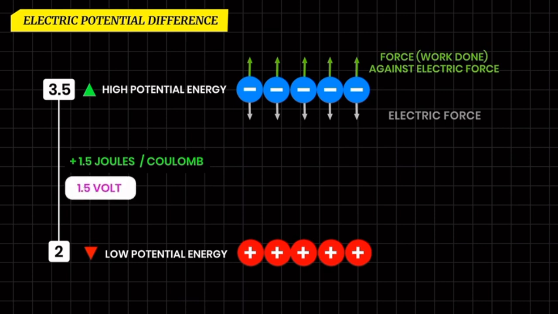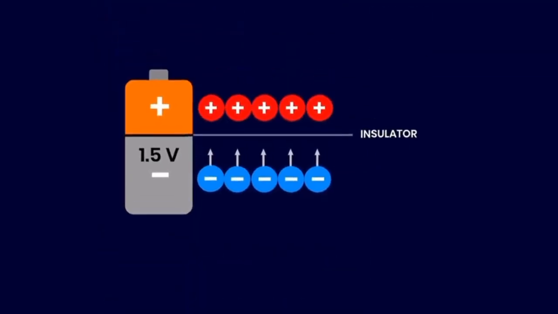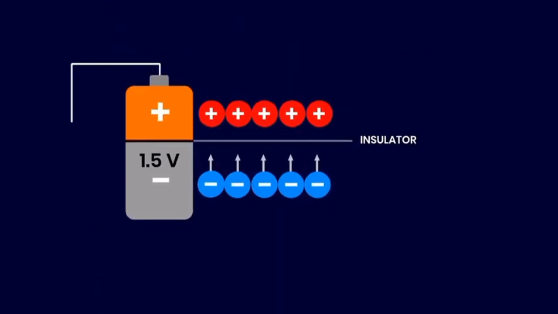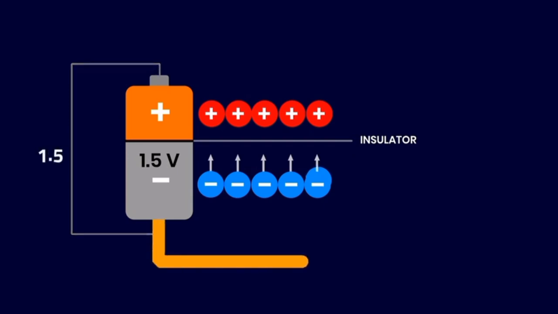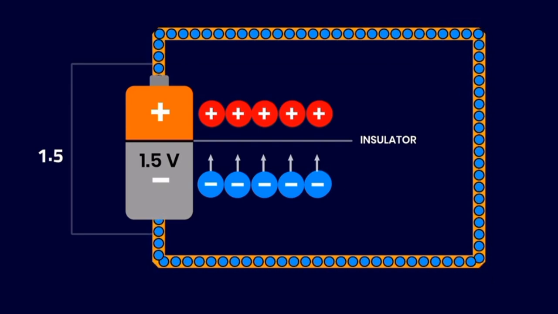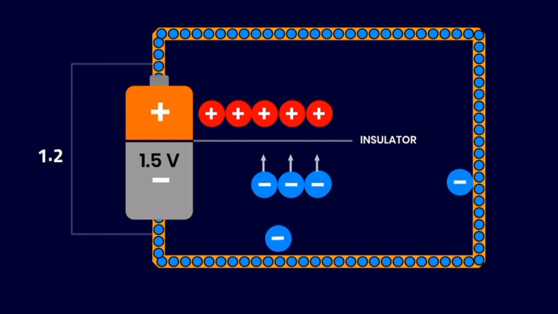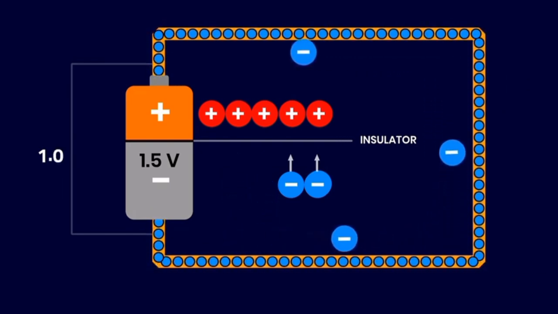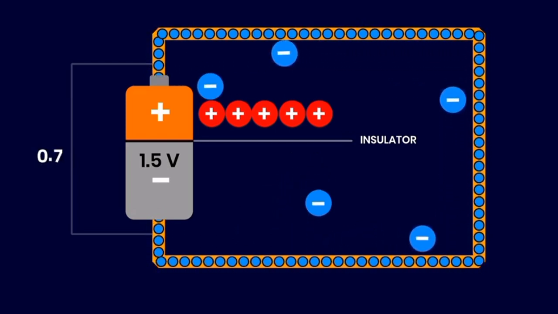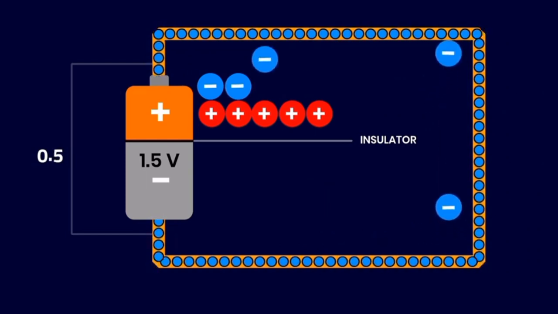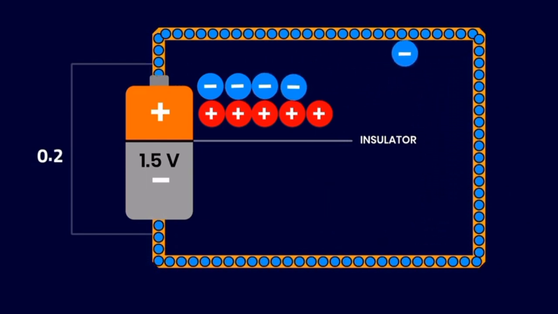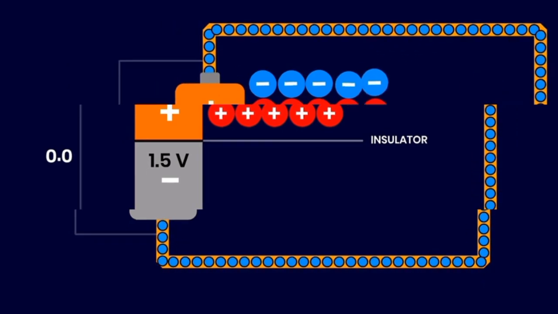Now charges are always trying to lower the potential difference between them. So for example, in a battery of 1.5 volts, we said that the potential difference is 1.5. So if we connect a copper wire, the electrons will start moving from high potential to low potential. And as these electrons move, the potential difference is being lowered. And once the potential difference is balanced and equal to 0, it means that the battery is drained out.